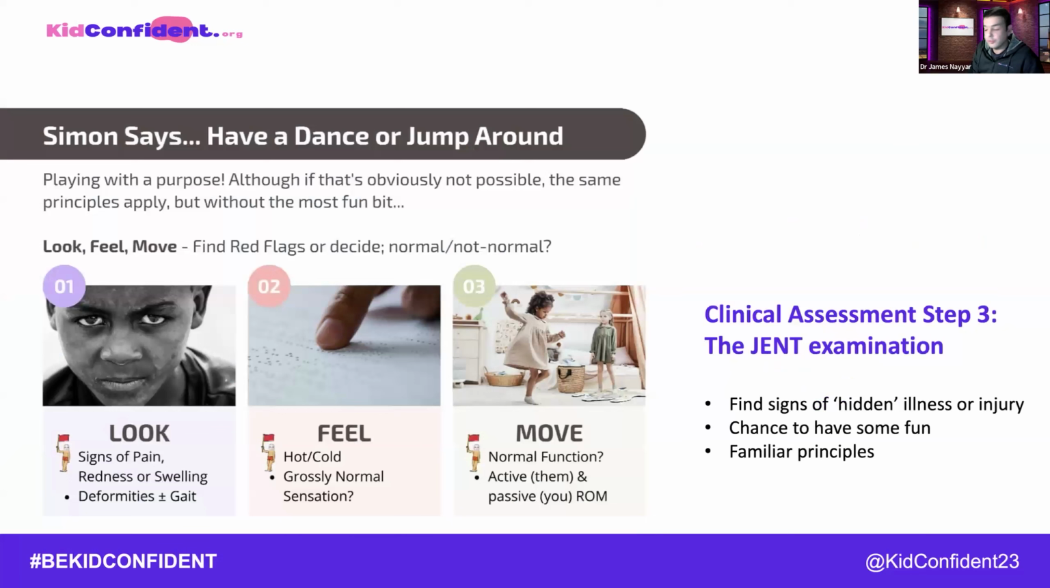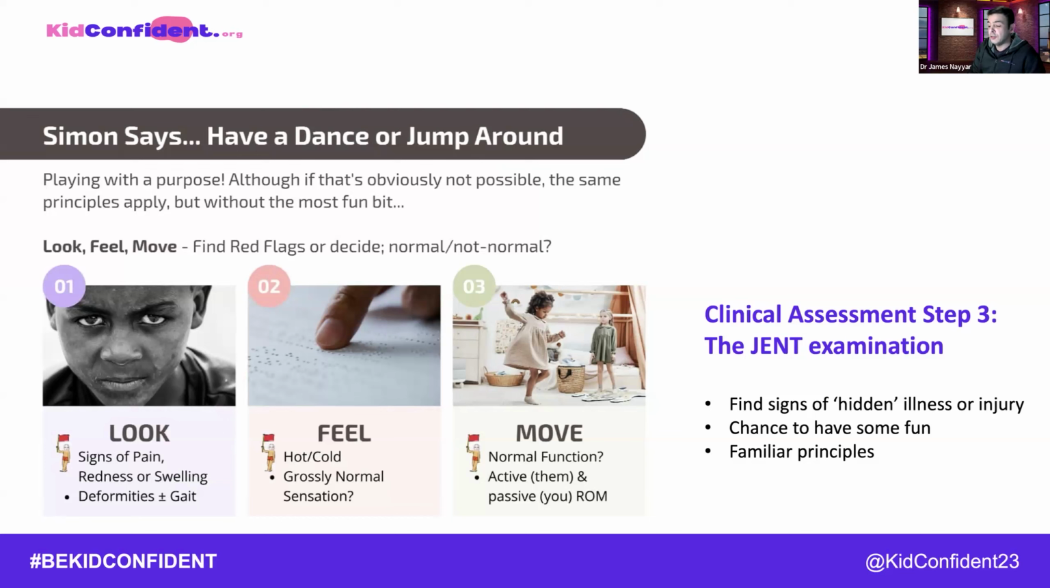So this leads on nicely to the final part of our KidConfident approach to assessment, and I have to hurry up because I'm running out of time. And this is the JENT exam. Now, this is the bit that I've completely made up myself, but it's something that I learned how to do when I was doing paediatric placements as a medical student and as a doctor. It's not in any of the textbooks as the JENT exam, but the principles are, so we'll have a look at it and just allow that.